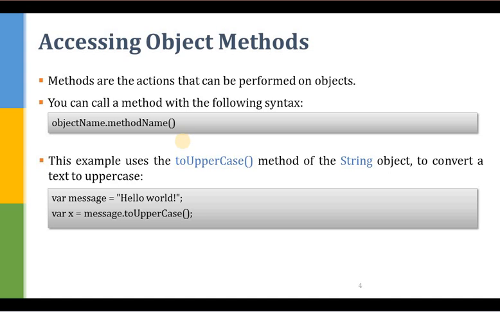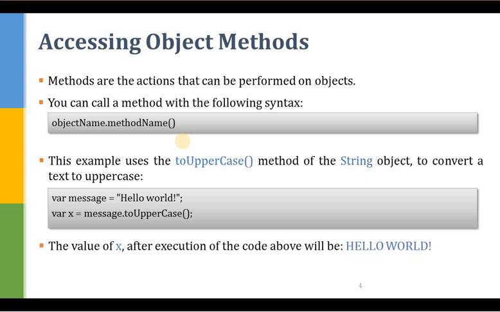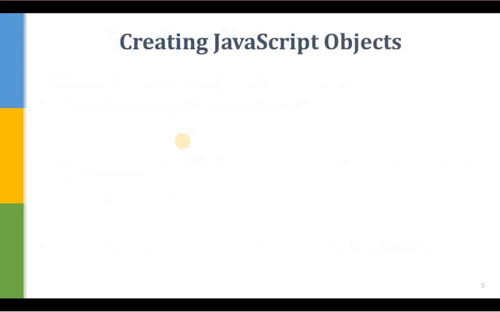var message = "Hello World", that is our string object. Now message is a string object because it is holding a string value. Now what we want to do is call that particular method, message.toUpperCase(), and whatever it returns will be stored in another string. So after execution, the value of x would be Hello World but in uppercase.